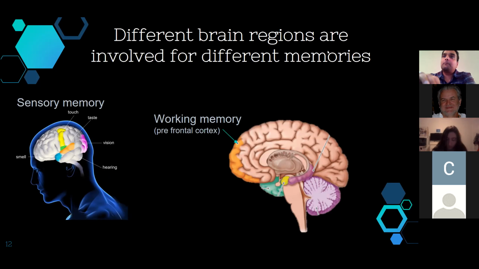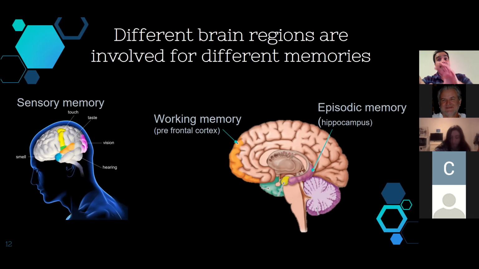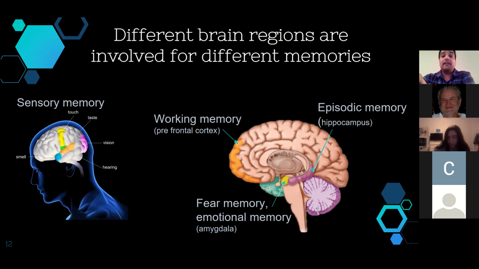And then for the long-term memory, we have other limbic regions. Part of it is the hippocampus, which is responsible for episodic memory, or the memory that tells the episodes of our lives, right? Then we have the amygdala for fear memory or emotional memory. And we have the cerebellum for motor memory. And this is what gets disrupted in neurological problems like Parkinson's.